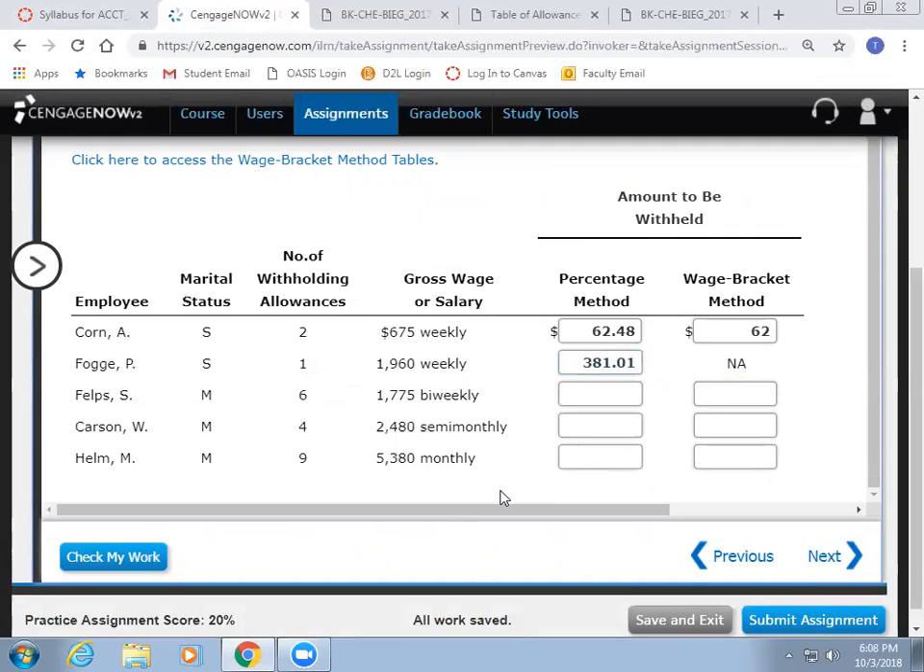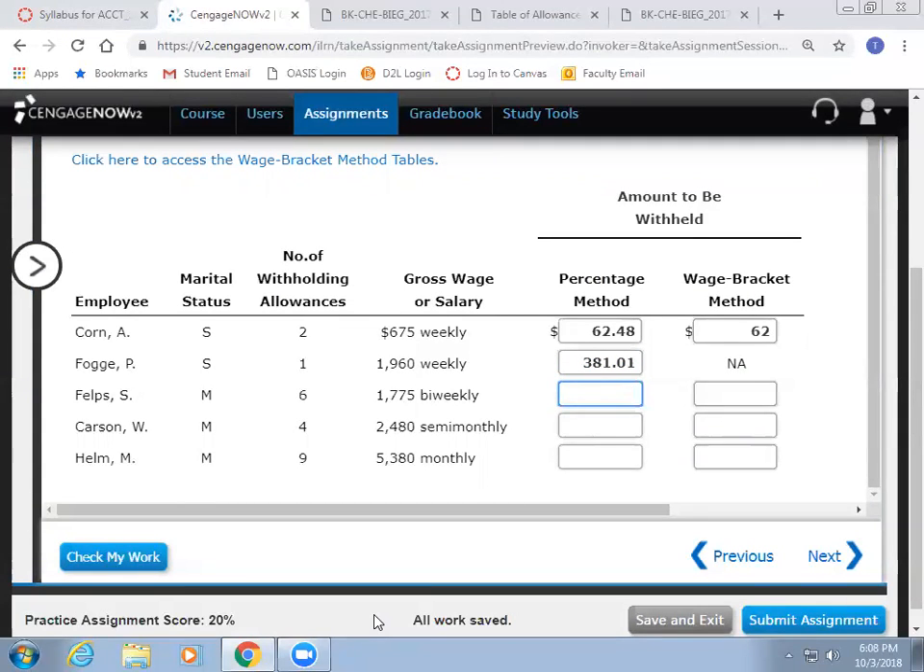So $381.01. Any questions on using the percentage method? Well, to save time, I'm going to type in the answers, so feel free to copy them over or write them down somewhere, and then we'll move on because I definitely want to get to our last one.